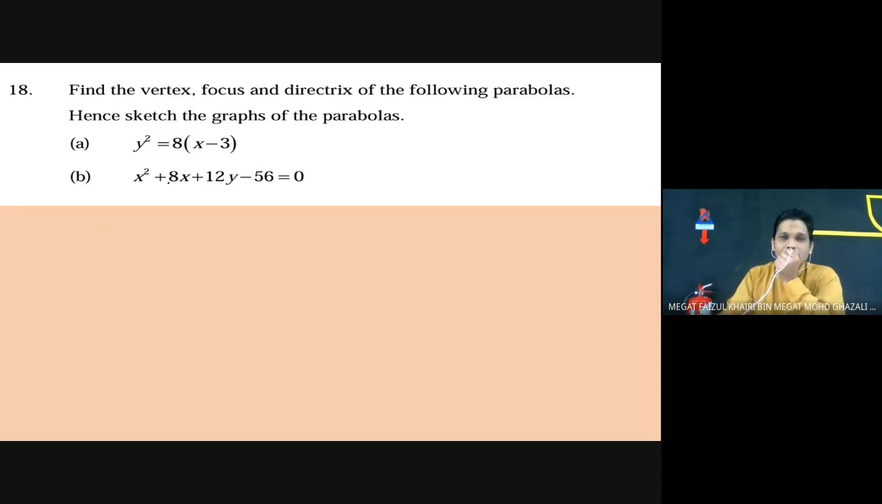So class, for parabolas, there's only one variable that is squared, either x or y. It cannot be x and y squared at the same time, just like ellipse and circle. So look at this. If I choose equation B here, only x is squared, y is to the power of 1. So x squared plus 8x plus 12y minus 56 equal to 0.